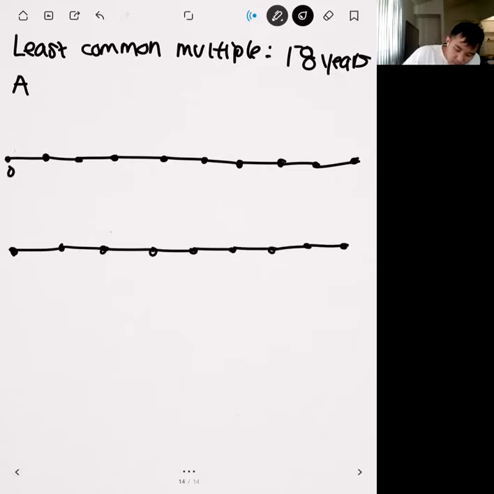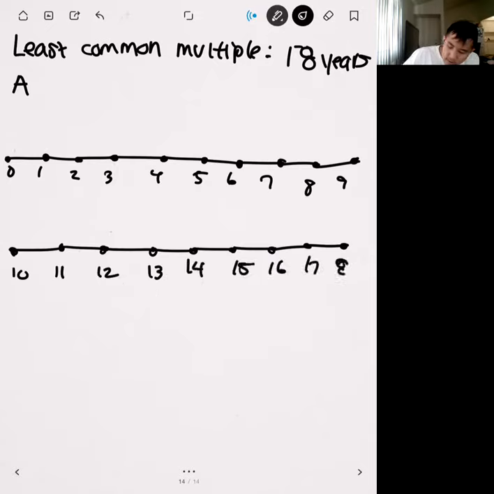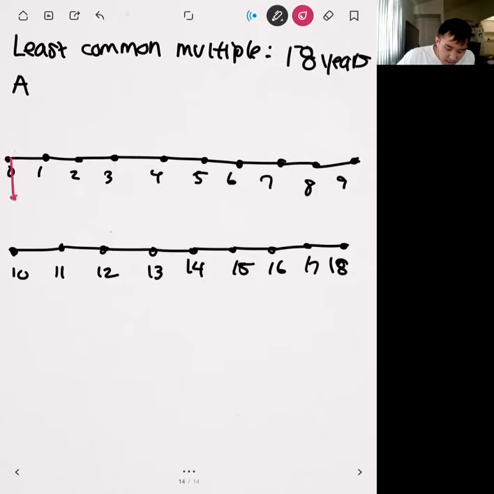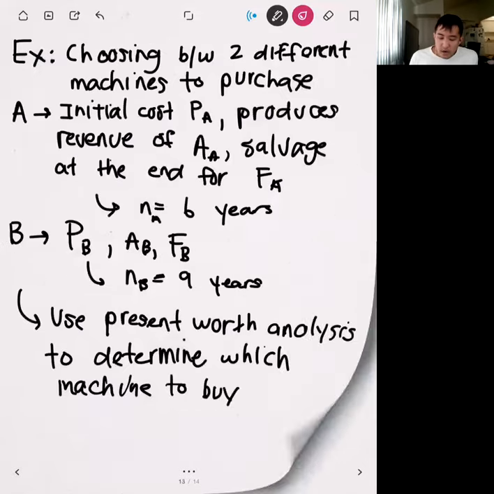Okay. We have 0, 1, 2, 3, 4, 5, 6, 7, 8, 9, 10, 11, 12, 13, 14, 15, 16, 17, 18. And so product A, we have an initial cost of PA. So we'll say that we have PA like this. And product A here will last us 6 years. So 6 years is obviously less than 18.